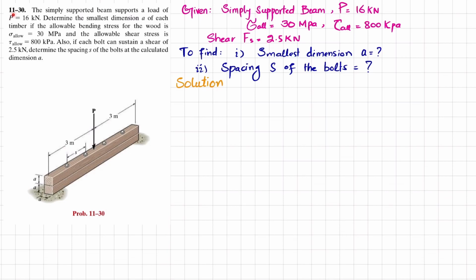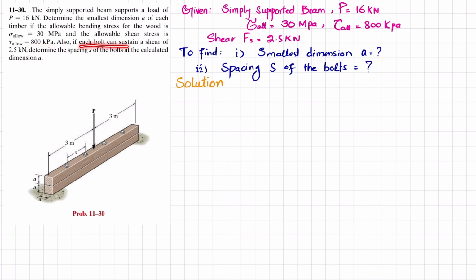Welcome back. Problem 11-30. The statement is: the simply supported beam supports a load of 16 kilonewton. Determine the smallest dimension A of each timber if the allowable bending stress for the wood is 30 megapascal and the allowable shearing stress is 800 kilopascal.